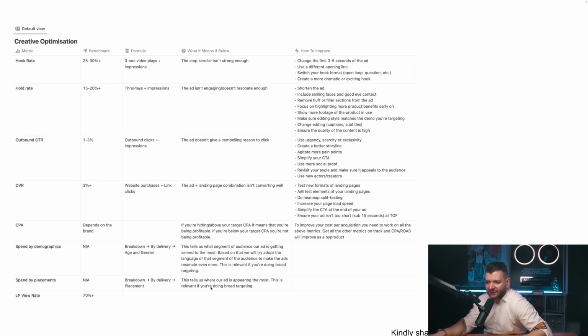Spend by placement. So this tells us where our ad is appearing the most. And you would see, okay, maybe stories, maybe reels, maybe you have to do vertical ads. Landing page view rate. Here we're aiming for 70% plus ideally.